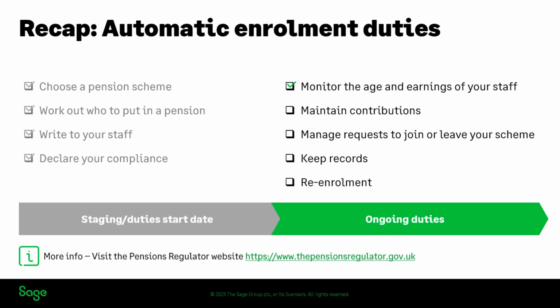It'll then help you to prepare the enrollment file for your provider. You can see contributions every time you run an assessment. They will be deducted from your employee and contributed by the employer, shown on the relevant reports. Requests to join or leave your scheme are also handled from the pension assessment via the opt-in or the opt-out process.